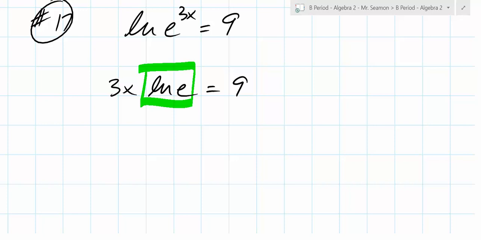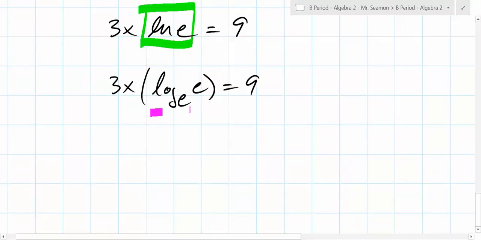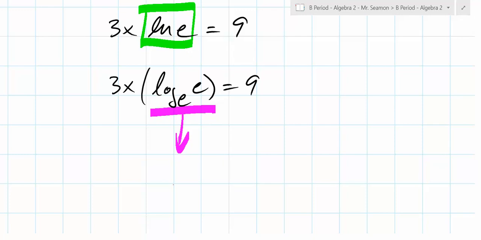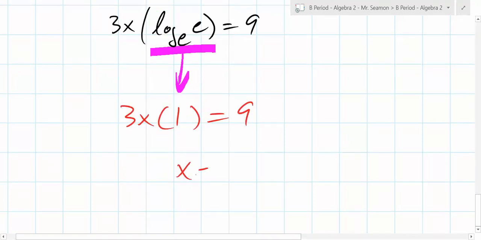Don't touch your calculators. Same as log, but not log. It's the same as log base e. So this is 3x of what? Of e. Exactly. Good job, Hannah. What is log base e of e? 1. So this is 3x. Oh, look at that. So what is it? X equals what? 3. Done.